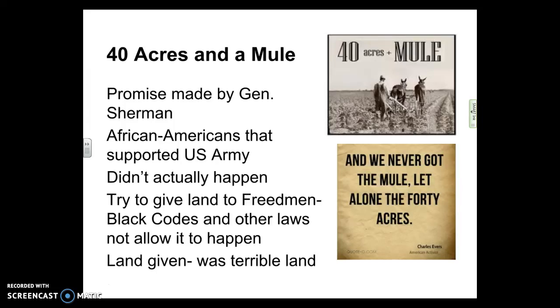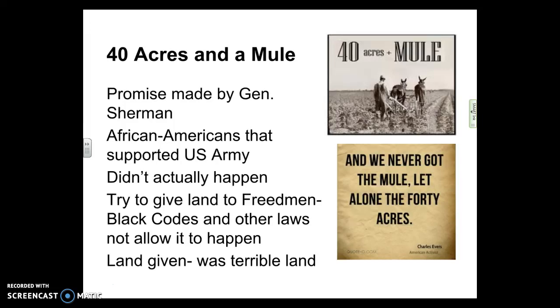There was one promise made, about 40 acres and a mule, by General Sherman to African Americans who helped the army. That actually didn't happen, by the way. Very few people got this 40 acres and a mule. They needed your own piece of land and your own mule to plow and take care of it. People tried to break up pieces of land and give it to freedmen, but a lot of times the black codes didn't let that happen. And the land that a lot of African Americans got was really bad land. It was swampy, it was gross, it was darn near unfarmable. And this whole promise that they got didn't really work out.